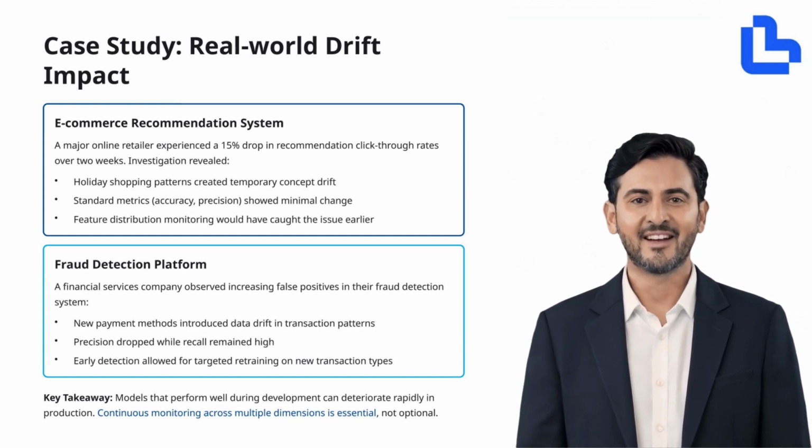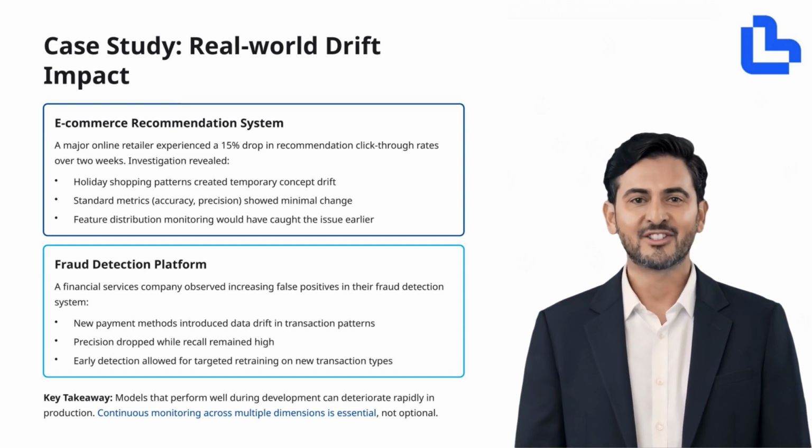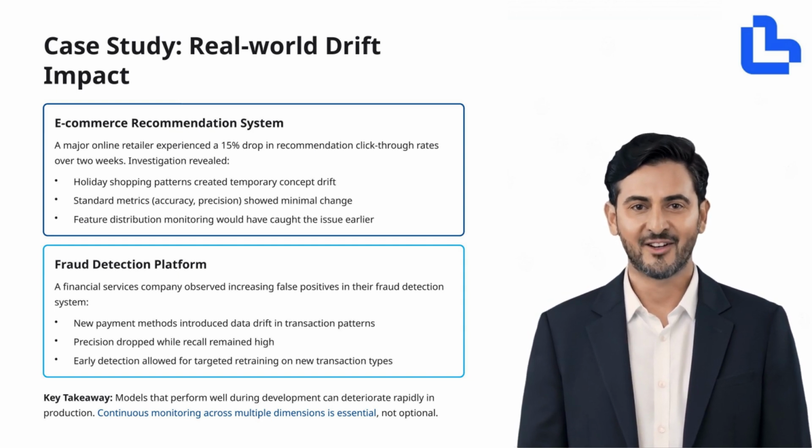The key takeaway here is simple but powerful. Models that perform well during development can deteriorate rapidly in production. Continuous, multidimensional monitoring isn't a luxury, it's a necessity. By tracking not just performance metrics, but also input data and model behavior, you can catch issues early and maintain trust in your AI systems.